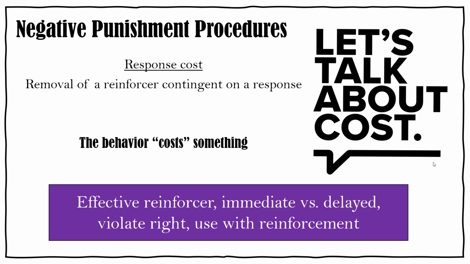Immediate versus delayed: if you remove that reinforcer immediately, it's much more effective than if you wait a little bit longer to remove the reinforcer. For instance, going back to our ticket example, the actual removal of your money is delayed. Right when you get pulled over, you get a ticket, but you don't pay it until later. So the actual removal of that is delayed, and because it's not immediate, sometimes tickets don't really decrease speeding.